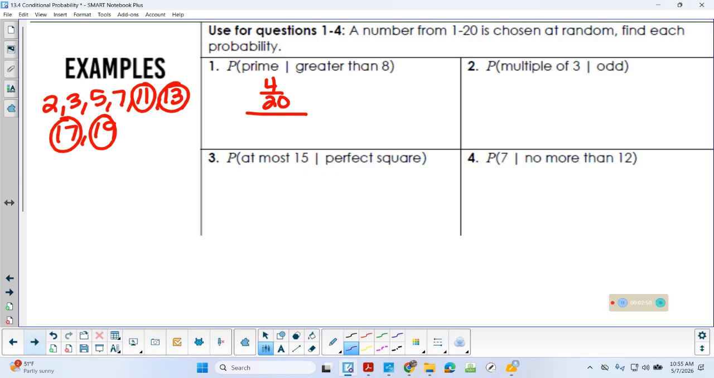I got to do the bottom now. The denominator is the probability the numbers are greater than 8. Well, there's still 20 total numbers. Now, I'm going to list them, but you could probably just count them or figure it out. So greater than 8, does that include 8? No. So that's going to be 9. 9, 10, 11, all the way up to 20. So count them. How many numbers are greater than 8? 12.